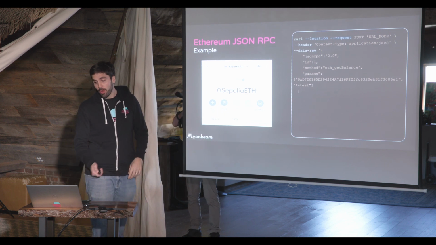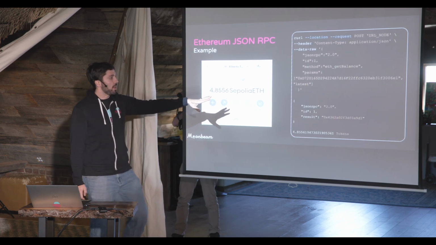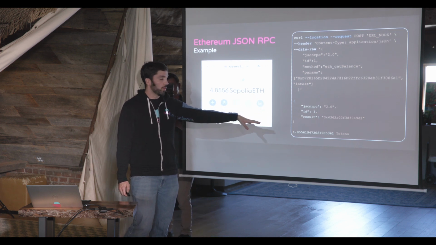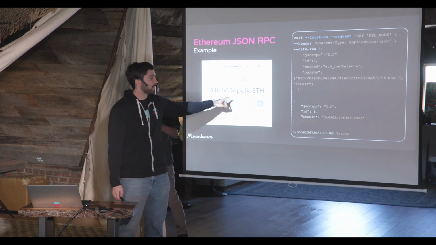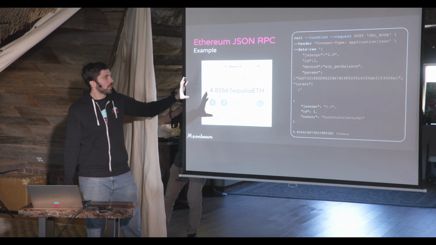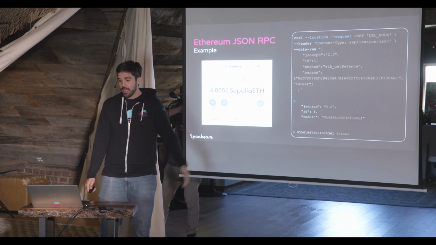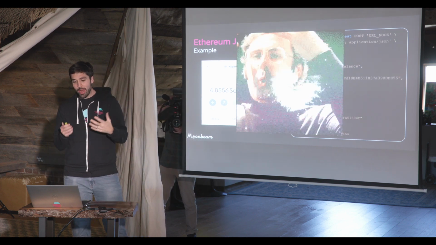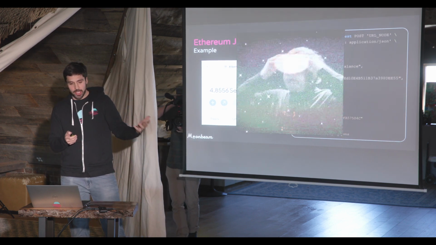And basically the network responds like this, which is a number that doesn't mean anything for you guys, but if you transform it from hex to decimal numbers, you can see that it's the balance of that account. Like I said, this is on Sepolia, and so this is how the Ethereum JSON RPC works at a bit lower level, let's say.